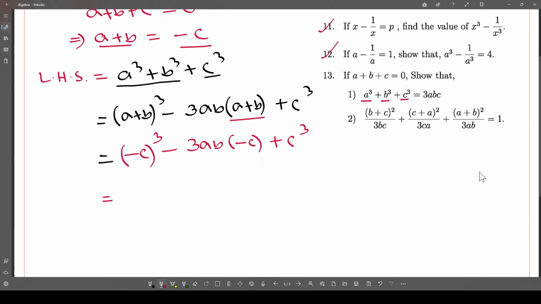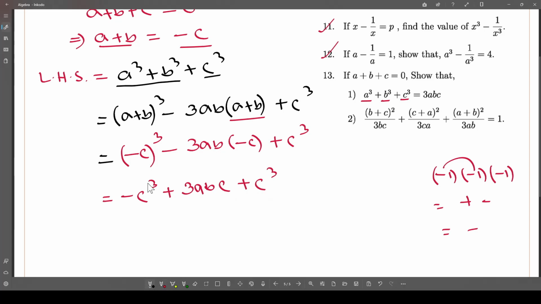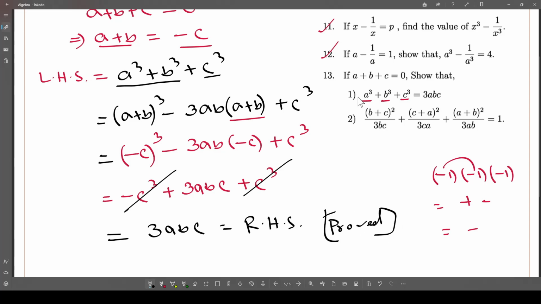Minus c cube means minus, because minus times minus times minus, minus and minus is plus, and finally minus. Okay, we know this one. So minus c cube, and here is minus and minus, it will become plus 3abc, and here is plus c cube. So minus c cube and plus c cube cancel out, so here is 3abc, which is the right hand side. So this is proved. Okay, so first one done.